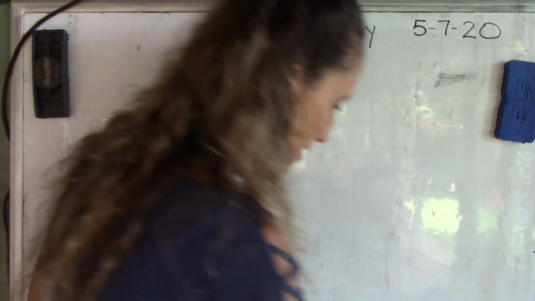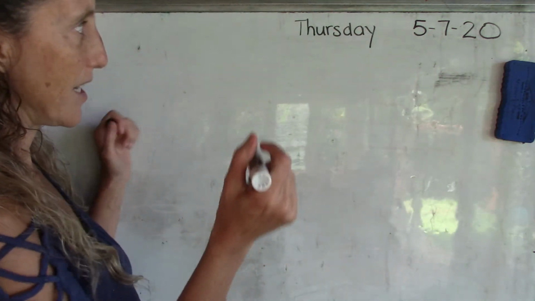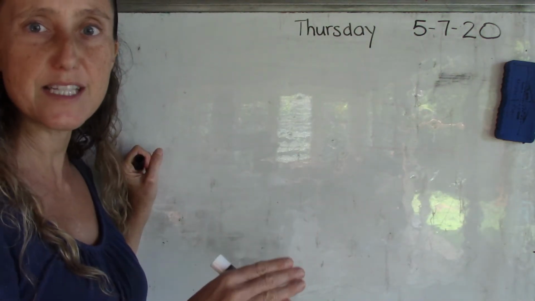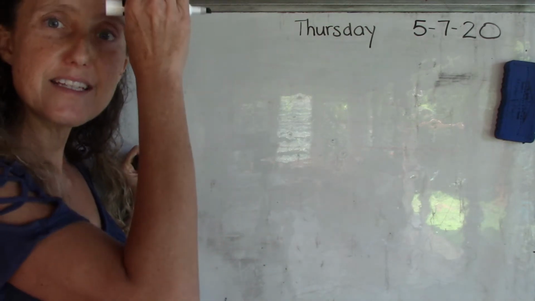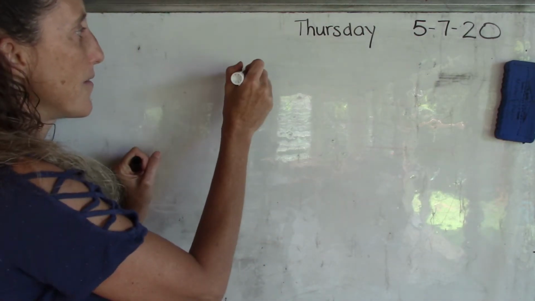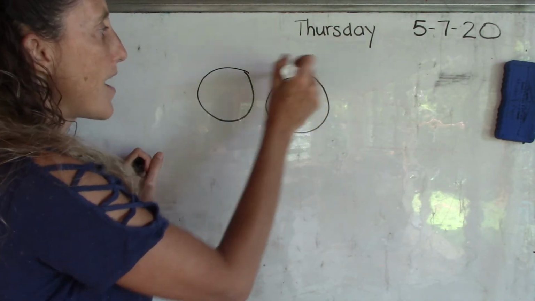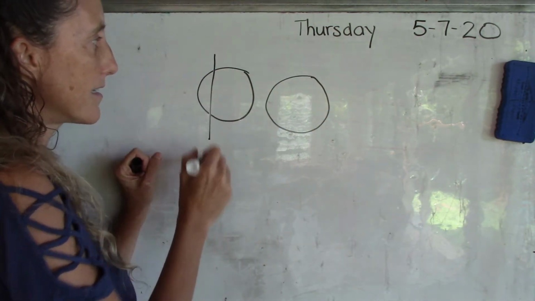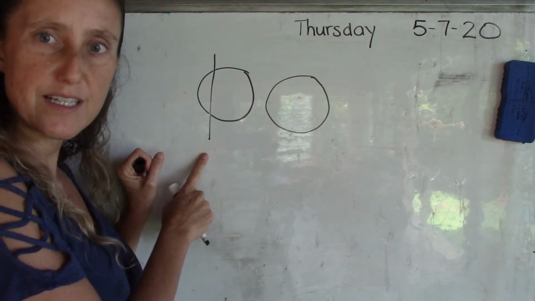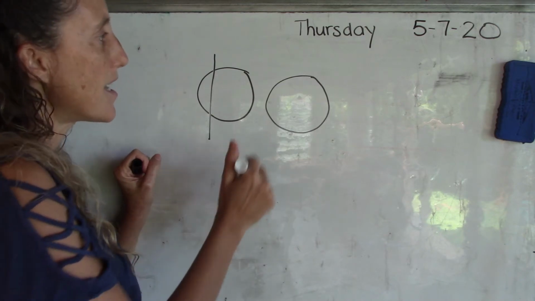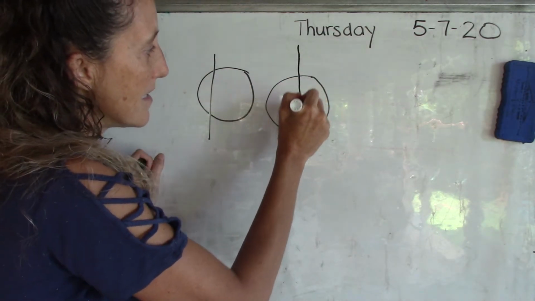Kindergarten are also learning their lines of symmetry. A line of symmetry is a line that divides things right in half. So if I have a circle, I'm going to do 2 circles. If I put my line right here, is that a line of symmetry? Did it split it right in half? No, so that's not a line of symmetry, but is this a line of symmetry?